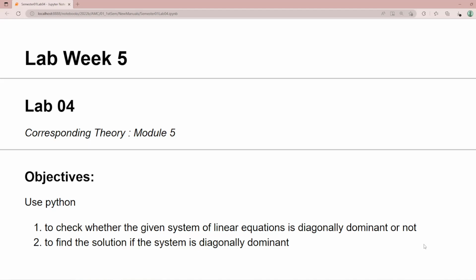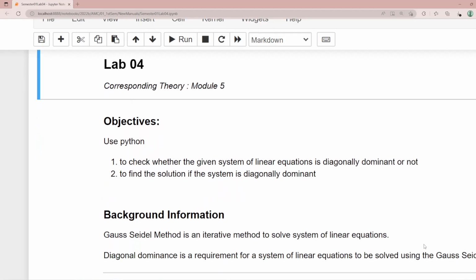So this week we are going to teach our students lab 4, the fourth laboratory session for the lab component. The corresponding theory is from module 5. The objectives are to use Python to check whether the given system of linear equations is diagonally dominant or not, and further to find the solution of the linear system if the system is diagonally dominant. Okay, so let's get started with some theory.